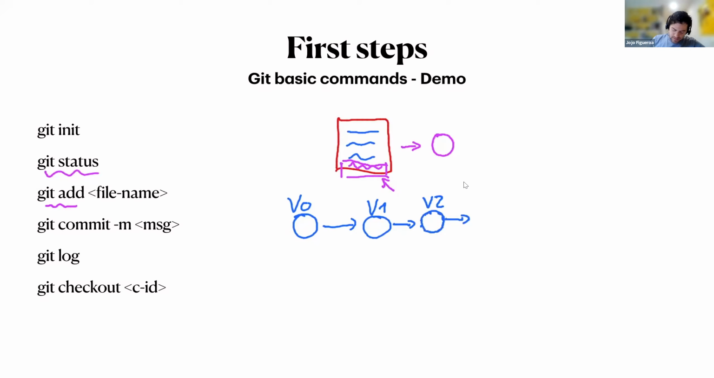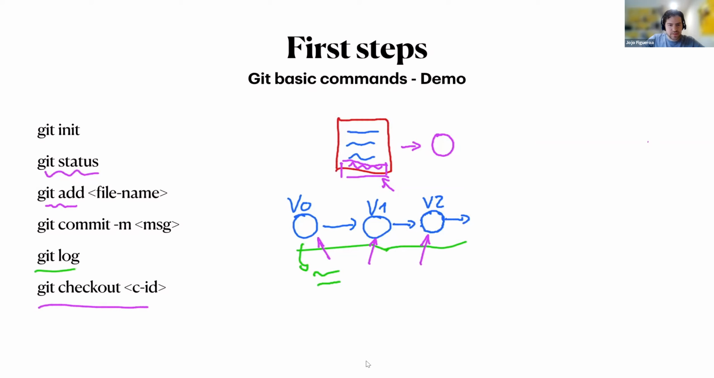And then if we want to see all these changes in the console, we can use git log. It can say this commit was done at this time, at this moment, and with this name. And if we want to change between these versions, we can use git checkout, so we can jump from one to another. Okay, so I'm going to do this demo.